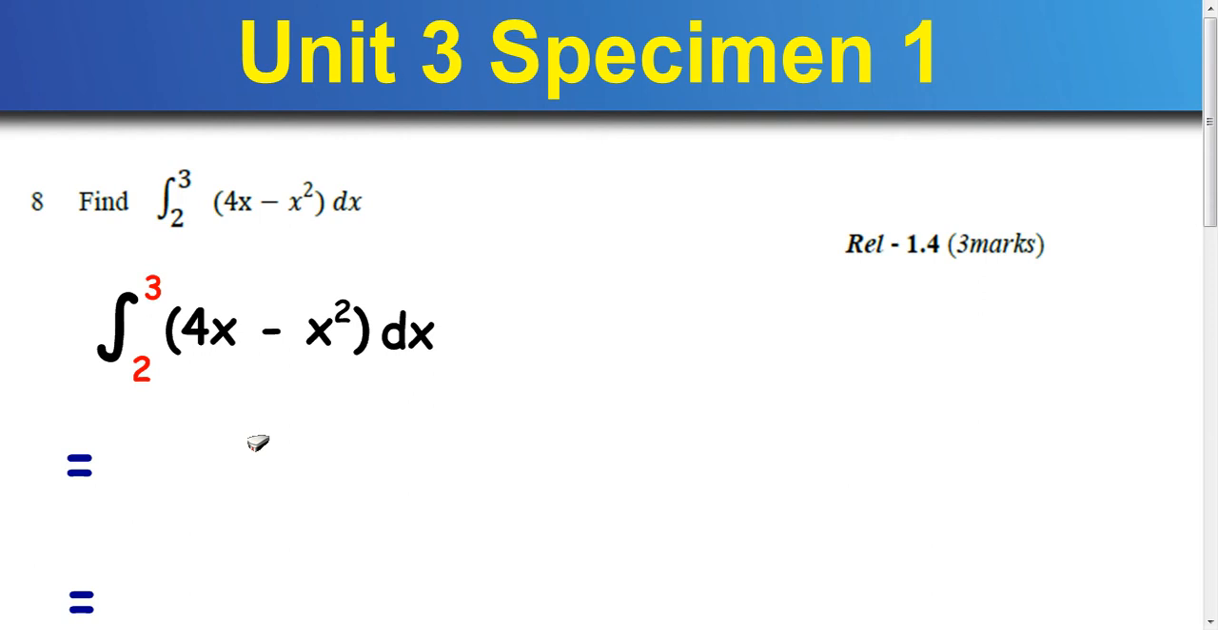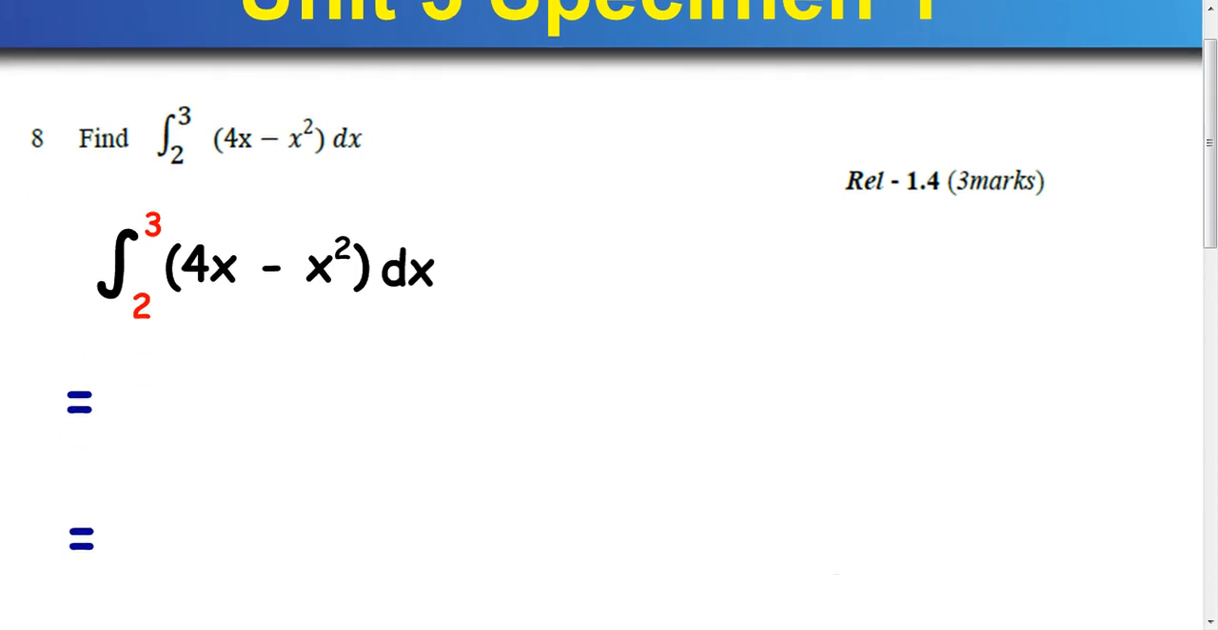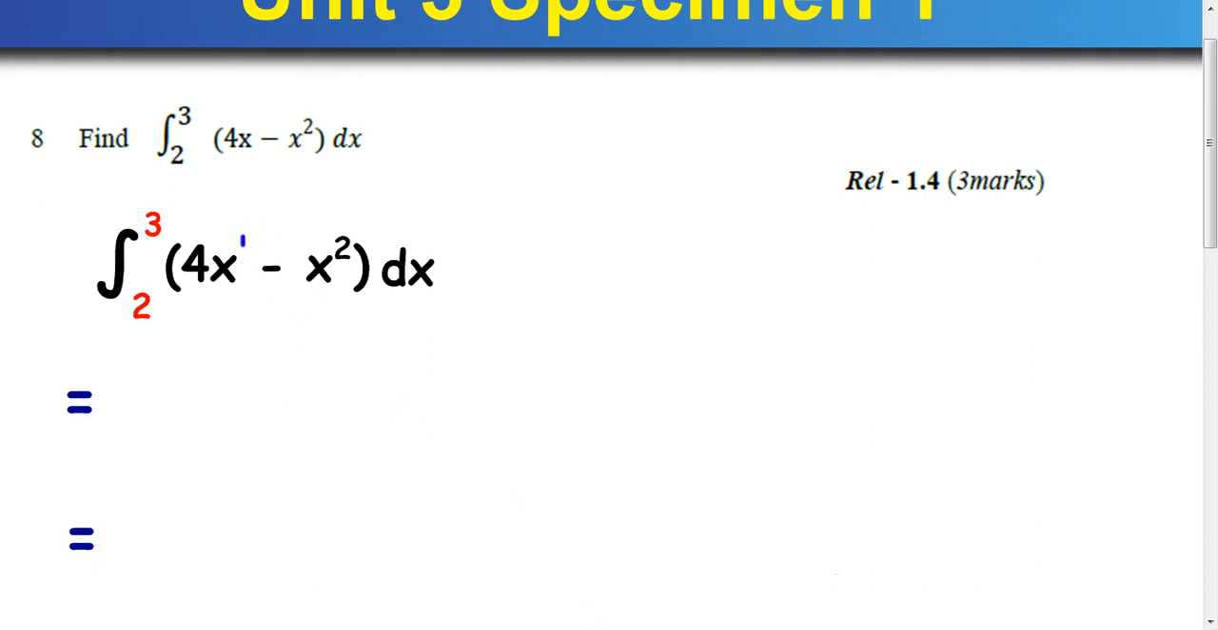Okay, last question in this section. It's actually a funny question because it's not actually a further integration question, it's just a straightforward one from Unit 2 where you have to integrate each part. The brackets are there, but there's no power outside the brackets, so it's just a case of integrating 4x and then x squared, putting the 3 in and then the 2 in. So if we integrate 4x, then 4x is really 4x to the power 1.